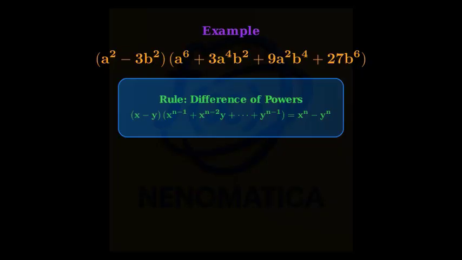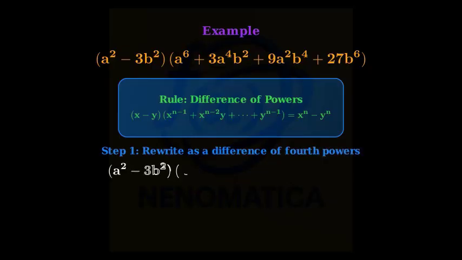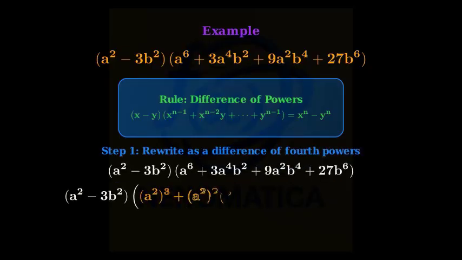Step 1. Rewrite as a difference of fourth powers. Start from the original product. Replace the long polynomial by the four-term sum x cubed plus x squared y plus xy squared plus y cubed, with x equal a squared and y equal 3b squared.